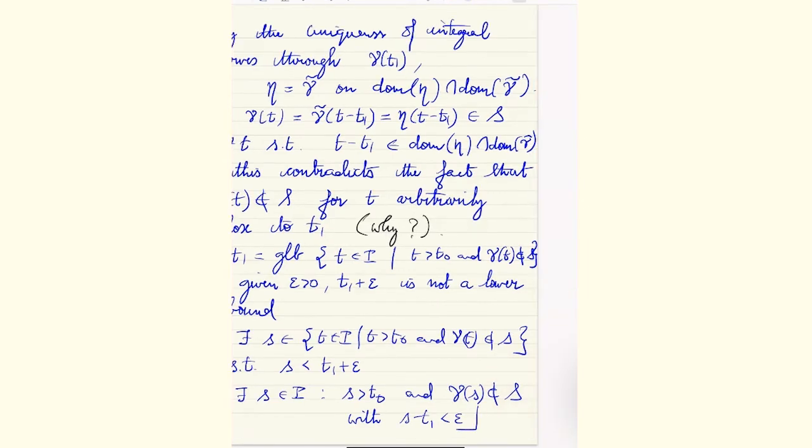So the upshot of this is, for every t greater than t naught, gamma of t lies in S. So that's the crucial argument.